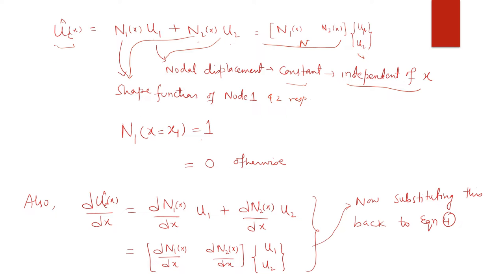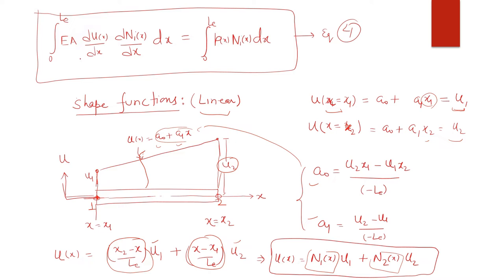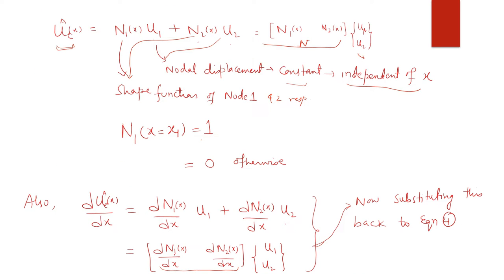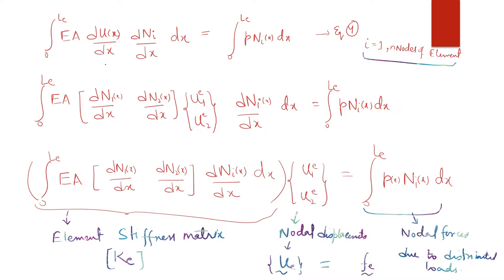So now if we have u of x as this, then the derivative of that function, du/dx, would be dN1/dx u1 plus dN2/dx u2. So therefore we can write it like this. Okay, now we will substitute this back into equation 4, and you can see this was our equation 4. So we will write back du/dx and dNi/dx. So in equation 4, du/dx is replaced with this value, dN1/dx, dN2/dx, and u1, this is the du/dx, and then dNi/dx integrated with dx.